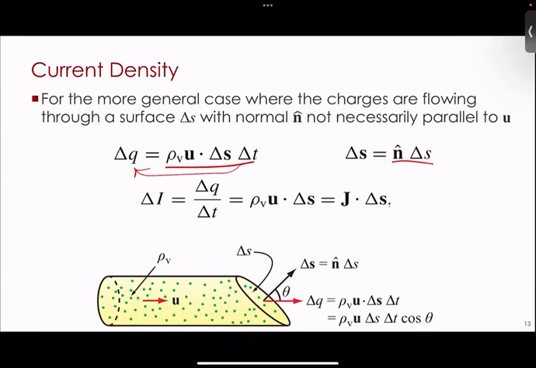Or in this case, if we extended this all the way, because you can see it's angled here, if it were totally flat, no charges would be flowing through the surface. That's all that it means. So this is what we're left with.